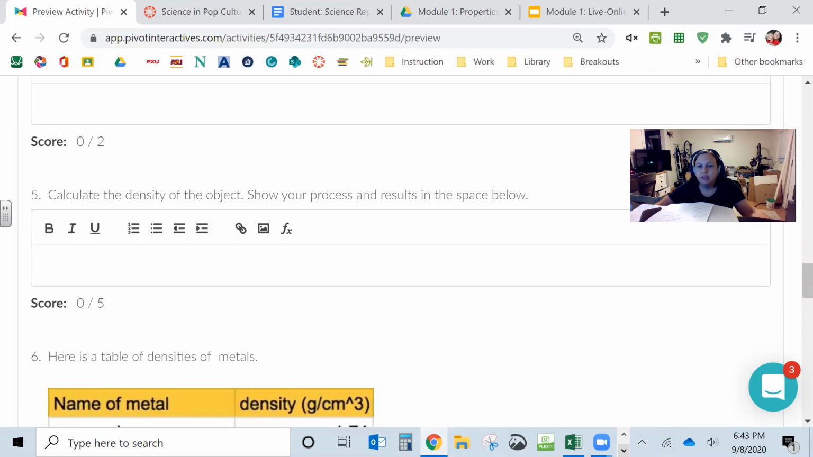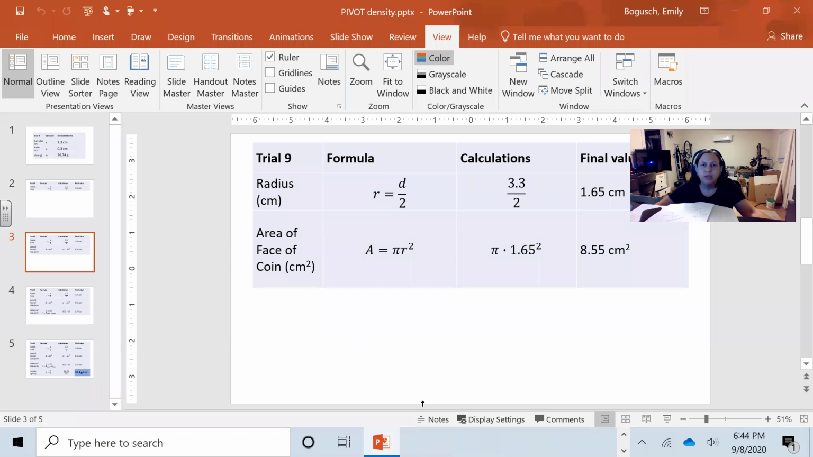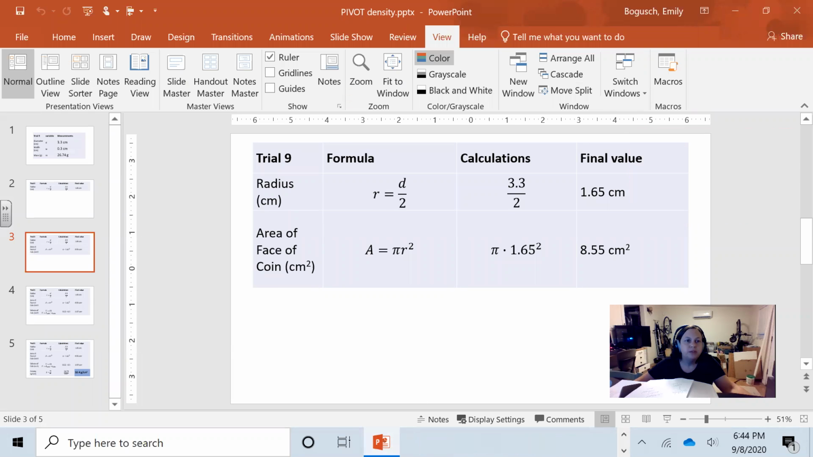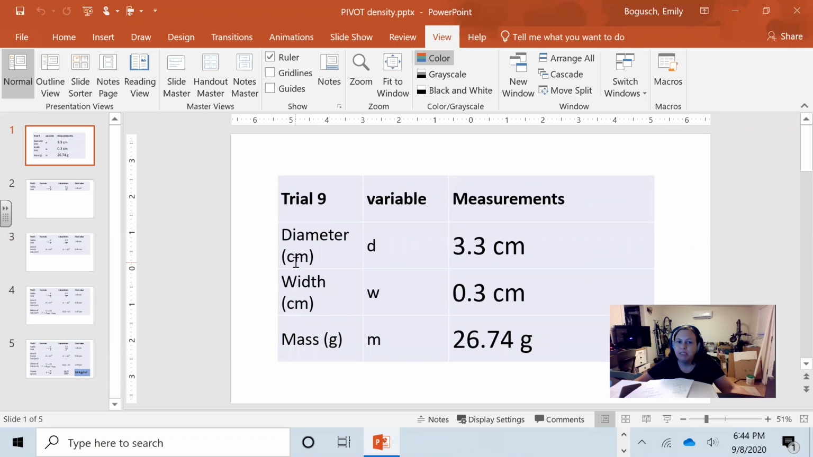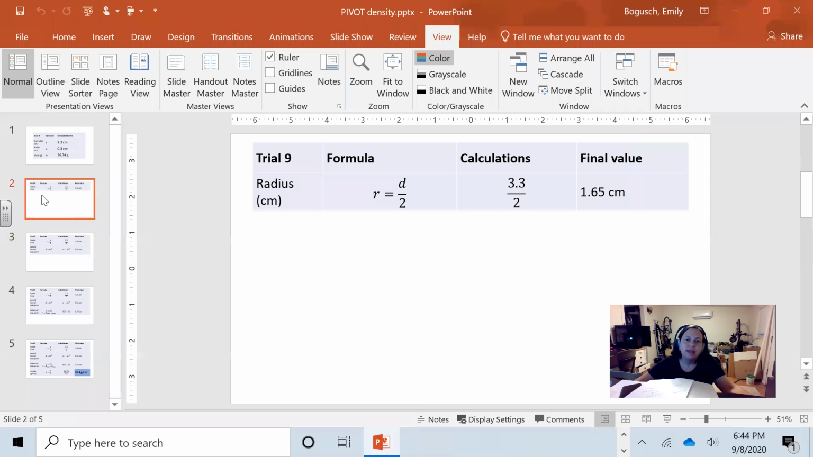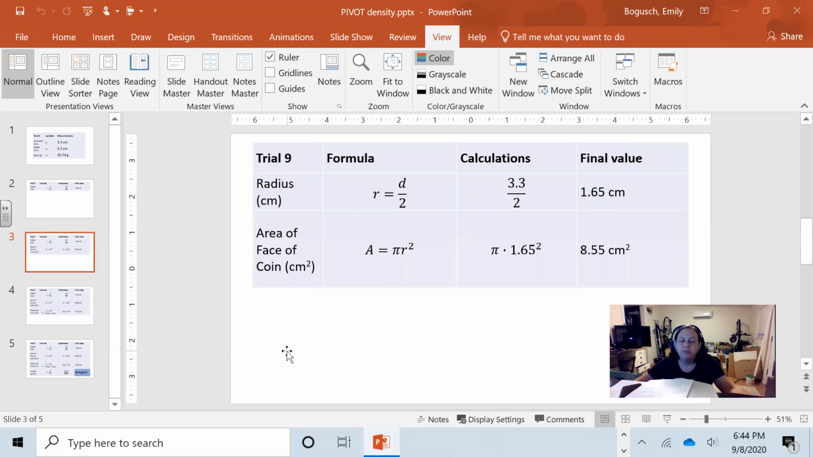I have done that on my little PowerPoint here. I have my diameter listed, my width, and my mass. Then I figured out what my radius is because I need that for the circle area formula. Using the radius, I figured out what the area of the coin was in square centimeters, 8.5 centimeters squared. You're welcome to test out my calculations to see if you can get the same answers that I do, to try to understand what formulas we're using.